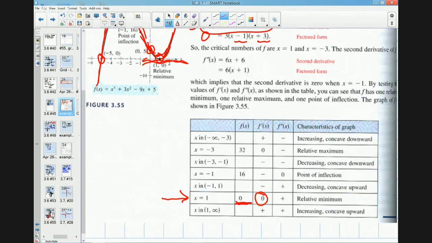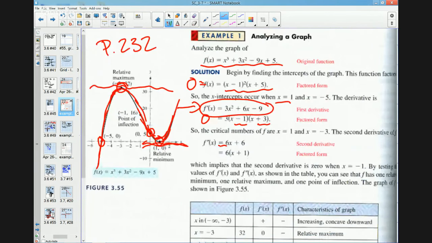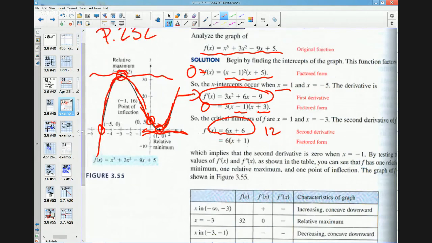Okay. What's the second derivative at 1? So here's the second derivative. What happens when you plug 1 into that? You get 12, which is positive. Why is that important? Well, that tells me at this point right here, it's concave up, because it's positive.